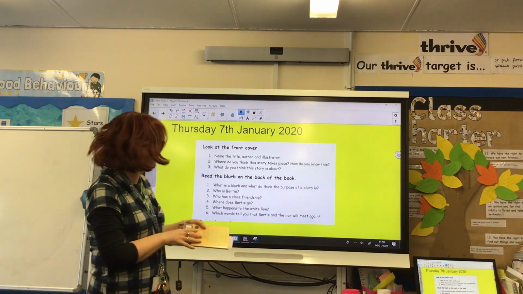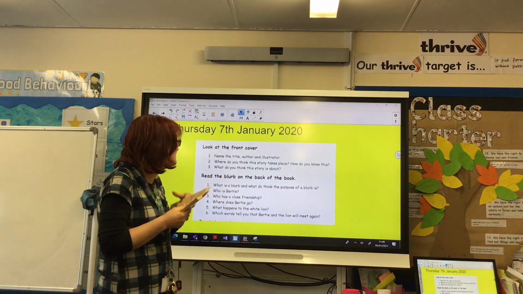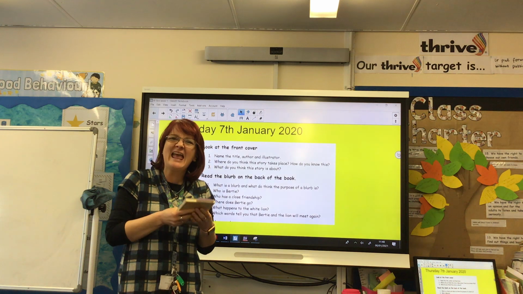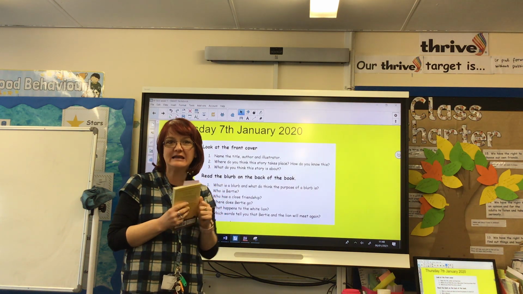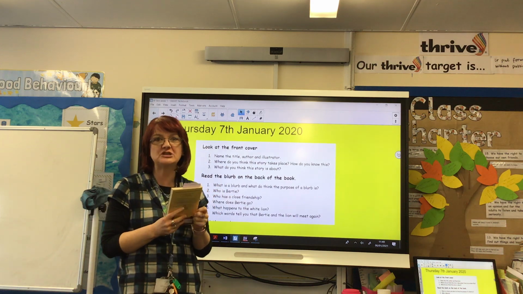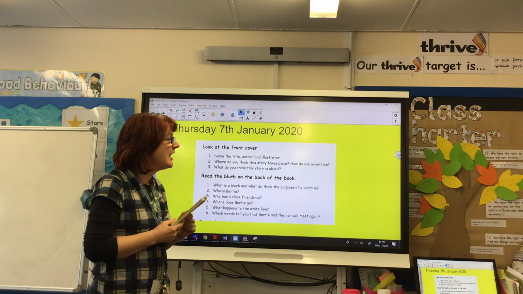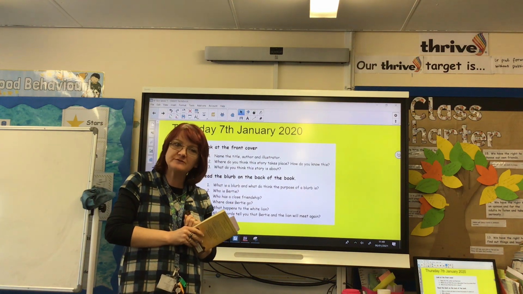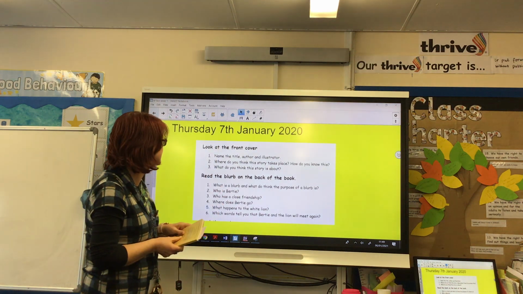What is a blurb and what do you think the purpose of a blurb is? Well, a blurb is a little bit of information on the back of the book that gives you a bit of an introduction to the story. It tries to entice you in, it tries to persuade you to really read this story. It's a really great bit of information. It gets you thinking, it makes you want to read the book and pick it up. A blurb will never give away too much information though, it won't tell you everything, and that's why you want to pick it up and read it.